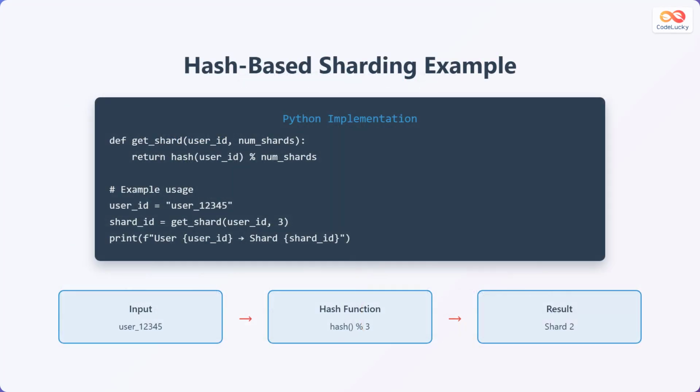Let's look at an example of hash-based sharding using a Python implementation. The function get_shard takes a user ID and the number of shards as input. It then returns the hash of the user ID modulo the number of shards. For example, if the user ID is user_12345, and we have 3 shards, the function calculates the hash of the user ID, finds its remainder when divided by 3 and assigns the user to the corresponding shard. So the user ID user_12345 will go to shard 2.